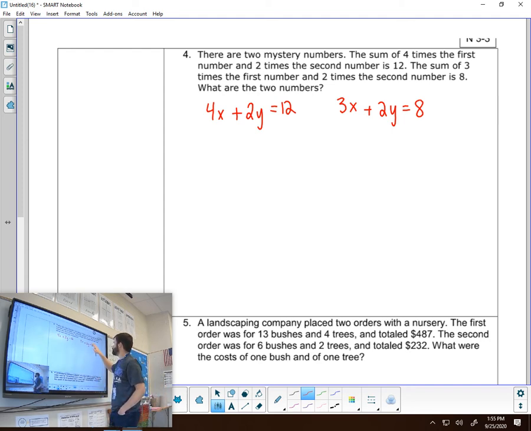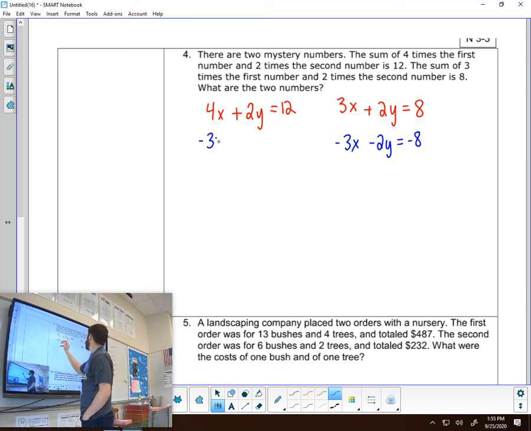So we're going to take this, move it over here, but first I need to change this positive 2y into a negative 2y. So it'll cancel out with that positive 2y. So if I change this to a negative, this one's also going to be a negative, and this one's going to be a negative as well. So we move it over, and we're going to get negative 3x minus 2y equals negative 8.